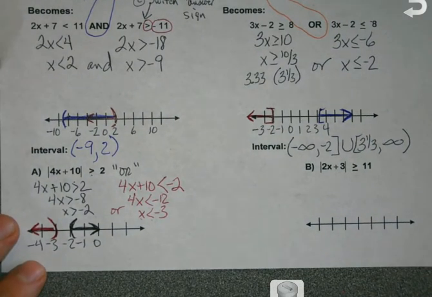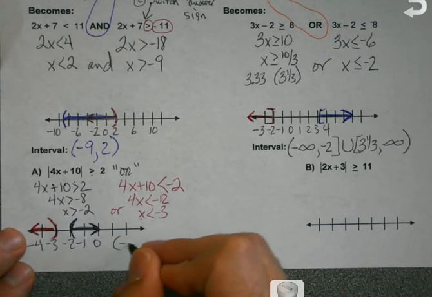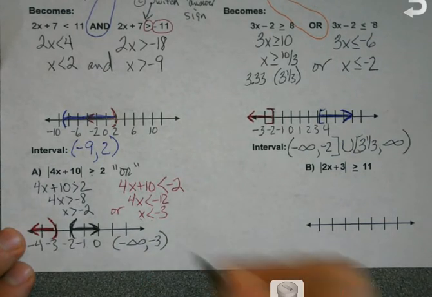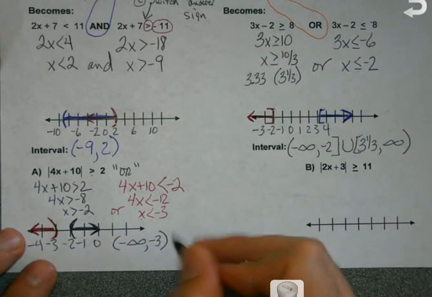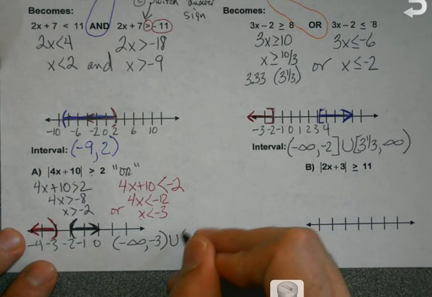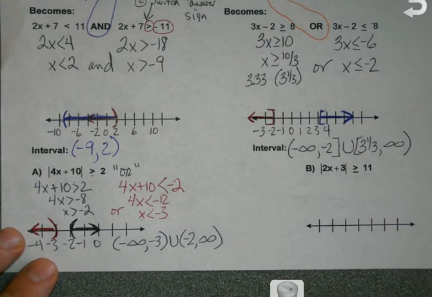Looks normal. And then again, my interval notation, when I have that gap, I've got to lock these two together. So my red one starts at negative infinity and goes to negative 3. And we're going to lock that up with our second inequality that starts at negative 2 and goes off to infinity.